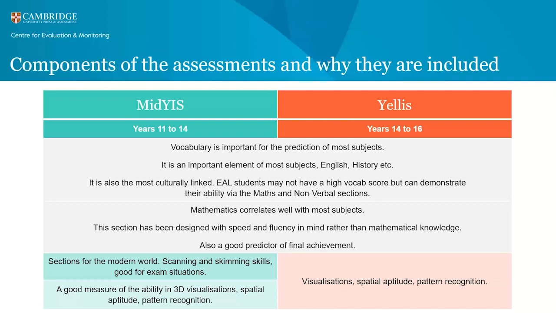Now, both of these assessments have vocab and maths sections because these are closely linked to being able to predict academic success and academic performance. Vocab is important for the prediction of most subjects. It's an important element of English, of course, but in other subjects as well, it's essential to have a range of vocabulary in order to do well.